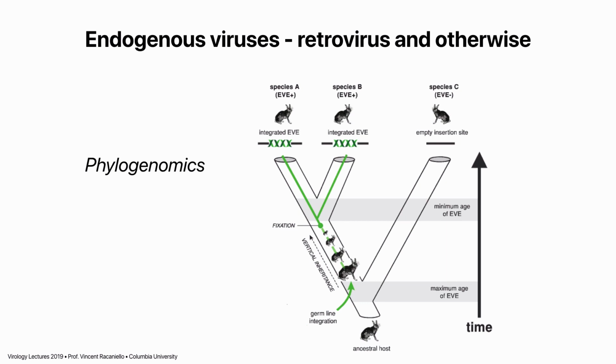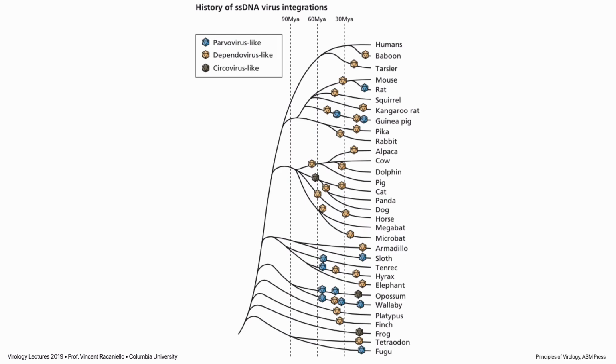And here's a picture of that for a couple of DNA viruses, parvoviruses, dependoviruses, and circoviruses. And here's a phylogeny of a variety of animals here. We can map when these viruses inserted into the genome. Again, these are accidental insertions of viral DNA. Not functional at all like retroviral proviruses, but they give us the opportunity to say this virus was circulating 60 million years ago, or this virus was circulating 50 million years ago, because we know the phylogeny of the host. We have sequenced the genomes of all of these host animals.